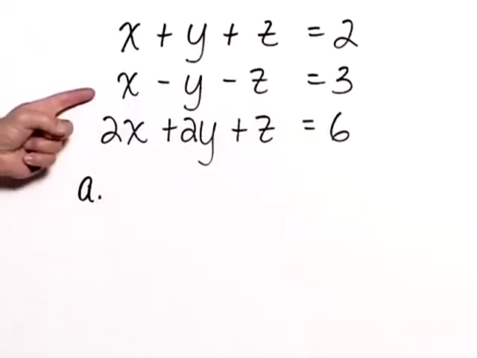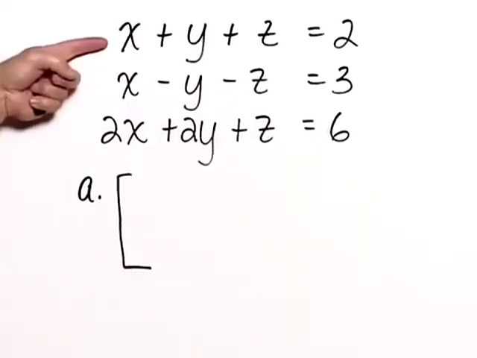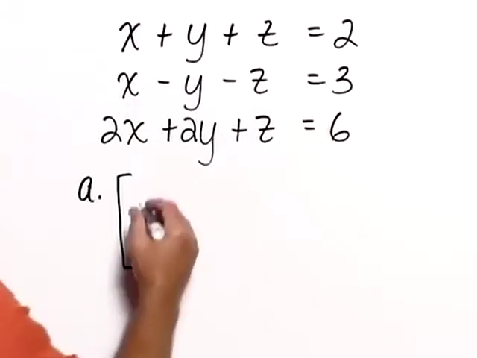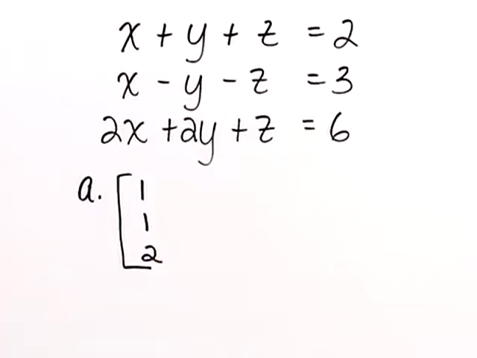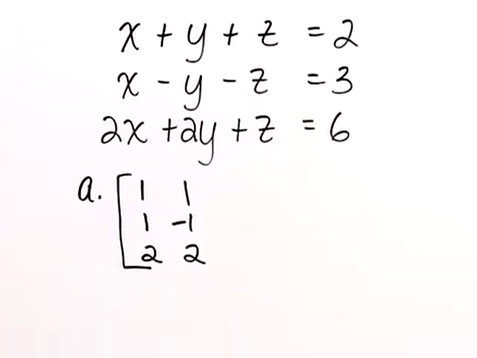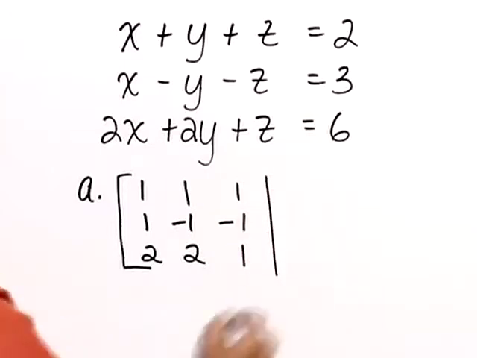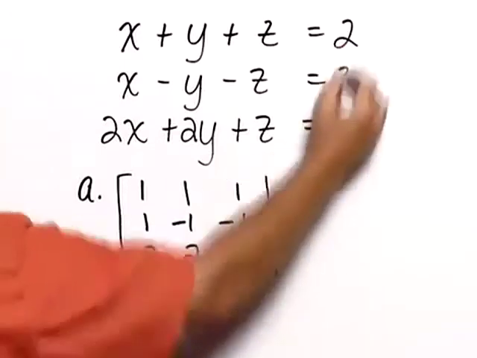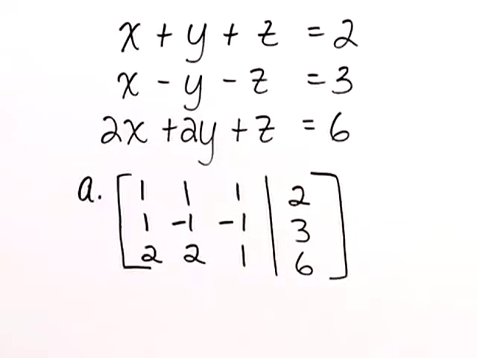So here we have the system of 3 equations and 3 variables, and we want to write the augmented matrix. So we take the coefficients of the variables and we write them. So for x, it's 1, 1, and 2. For y, it's 1, negative 1, and 2. For z, it's 1, negative 1, and 1. We draw our line, and now we write 2, 3, and 6. And there we have our augmented matrix.